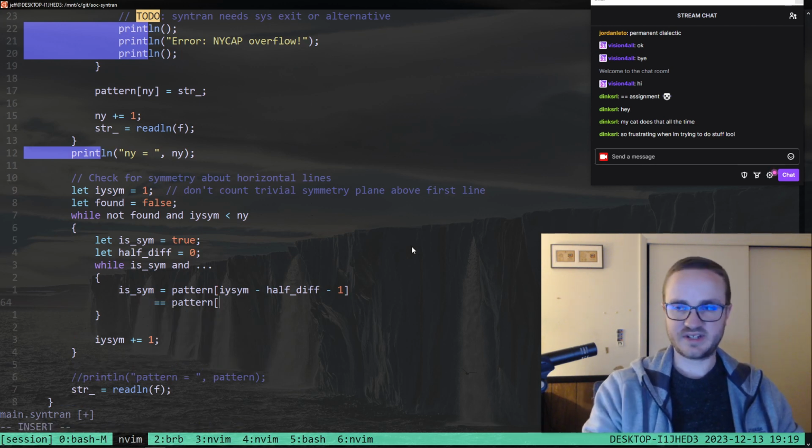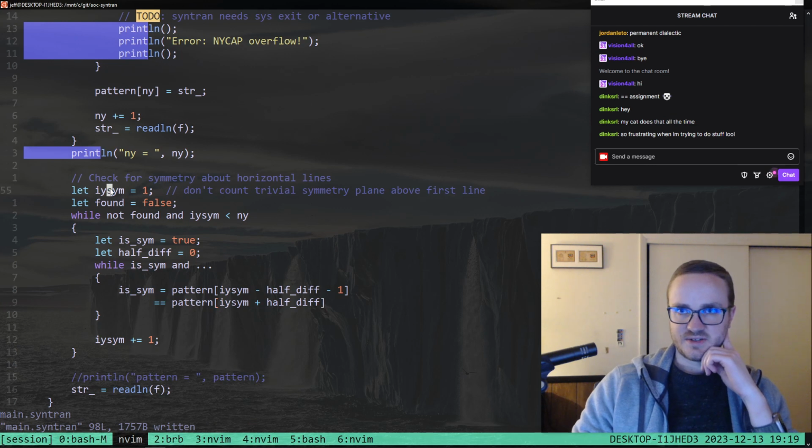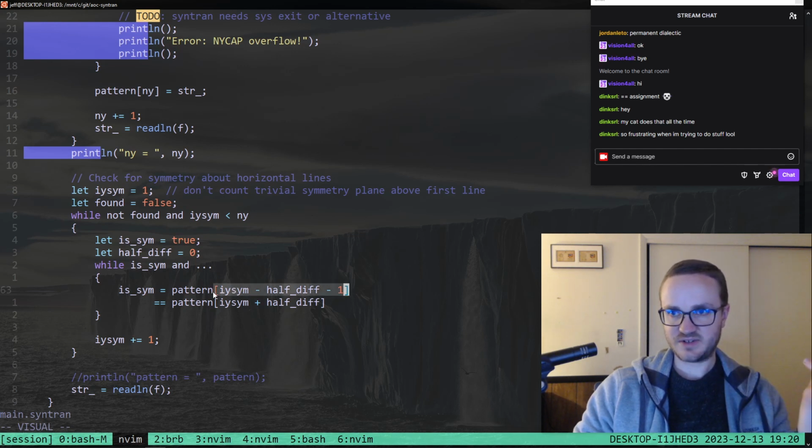I want to compare that to iy_sim plus half_diff. So for iy_sim equals 1, and for the first iteration through this loop, half_diff will be 0 and iy_sim will be 1. So this will be 1 minus 0 minus 1, so that would be pattern 0. And then this will be 1 plus 0, so 1. So first we'll compare pattern 0 to pattern 1.